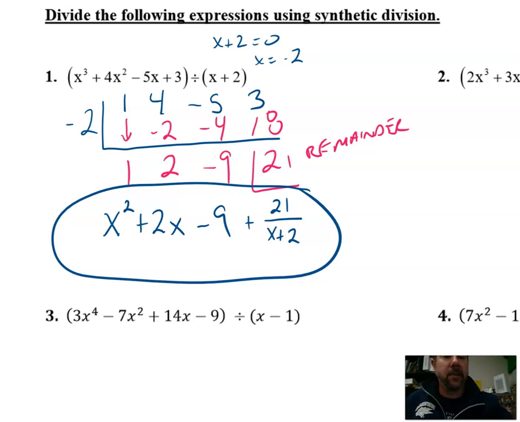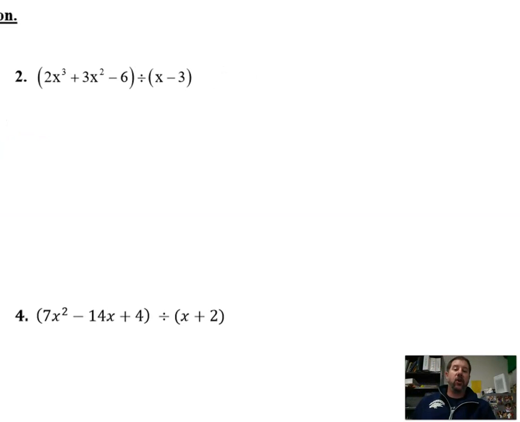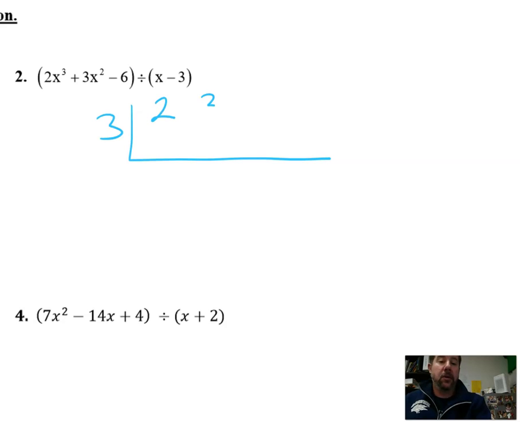Alright, let's move on to number 2. Number 2, 2x cubed plus 3x squared minus 6 divided by x minus 3. Alright, so setting it up, we're going to do synthetic. So giant upside down L. On the outside, I need to use the 0, so I'm going to change the sign and put a positive 3. On the inside, I'm going to put the coefficients 2, 3.